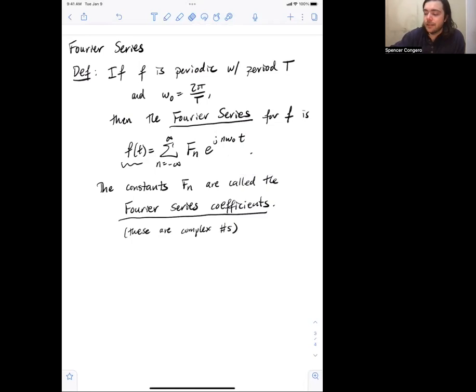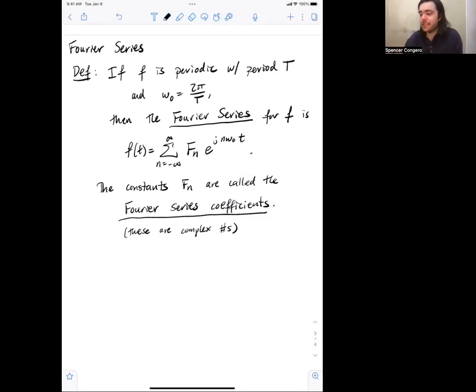Okay, and specifically, these functions here aren't just any old complex exponentials. They have very specific frequencies. They're all integer multiples, right? In a sum, the summation variable is always an integer. They're integer multiples of the fundamental frequency. So we don't have just any old complex exponentials here with any frequency. Their frequencies are specifically integer multiples of the fundamental frequency of my f of t.